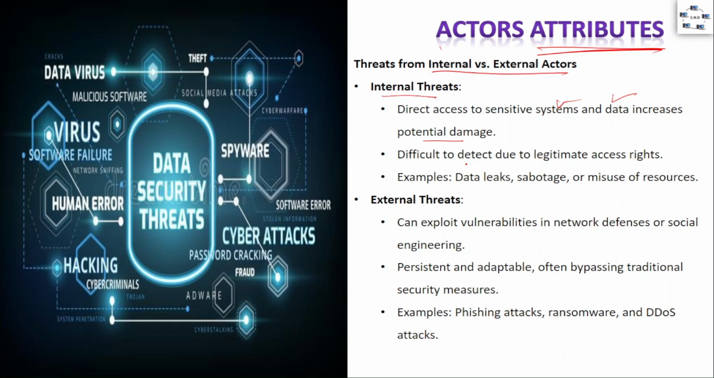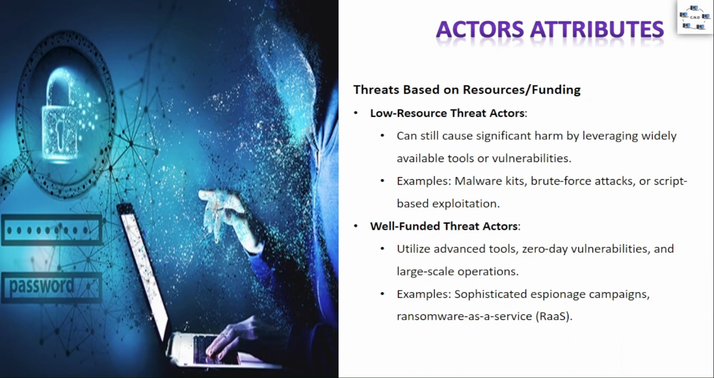Difficult to detect due to legitimate access rights. So it is very difficult to detect the insider threat because the access is legitimate. Examples include data leaks, sabotage, or misuse of resources. So what are some external threats? They can exploit vulnerabilities in network defense or use social engineering. So the external threat, unlike the insider threat, has to exploit vulnerabilities. It is persistent and adaptable, often bypassing traditional security measures. Examples include phishing attacks, ransomware, and DDoS attacks.